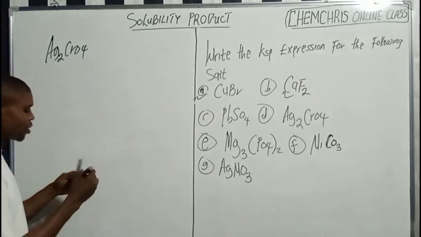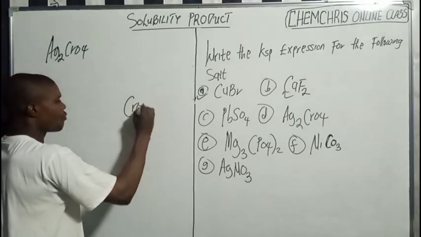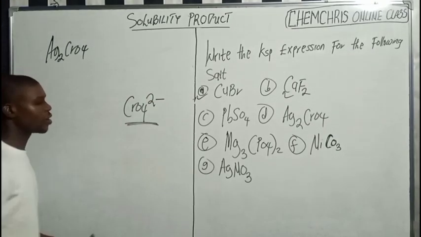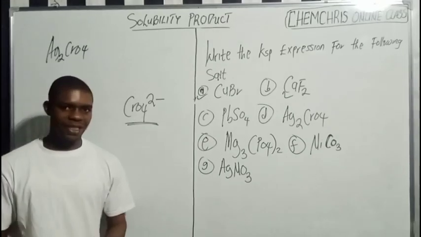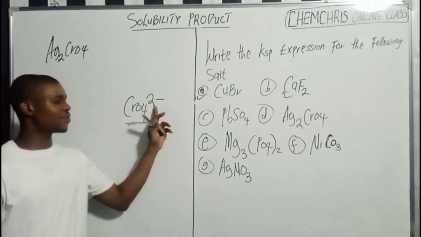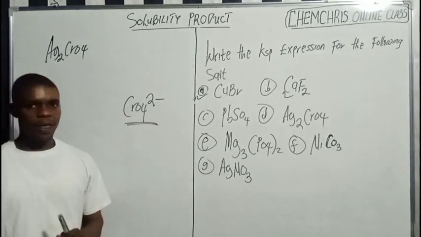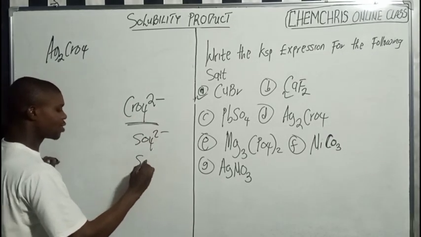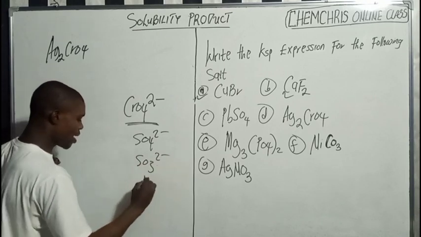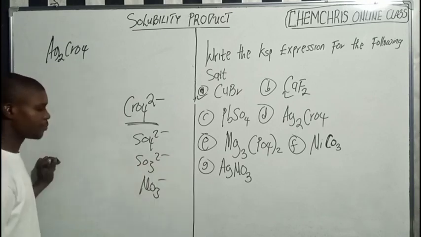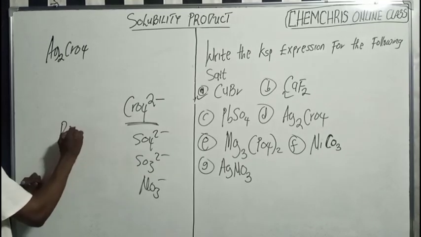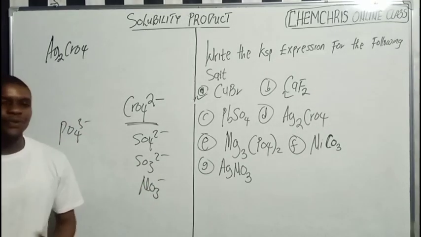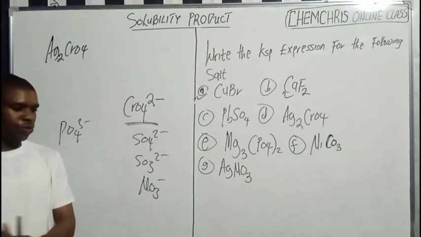And the oxidation state is going to be CrO4 2 minus. It's always like this. It only has a two negative charge. Just like the way we have SO4 2 minus, SO3 2 minus, NO3 minus. Here we have PO4 3 minus. They are all polyatomic ions, so that's why you must know them. It's very important to know them.